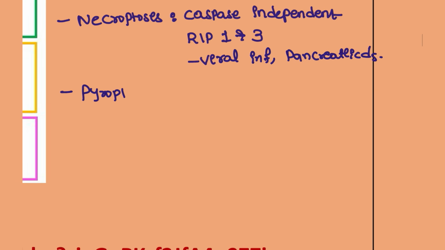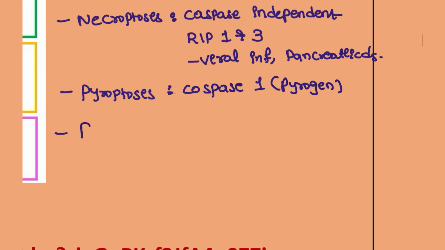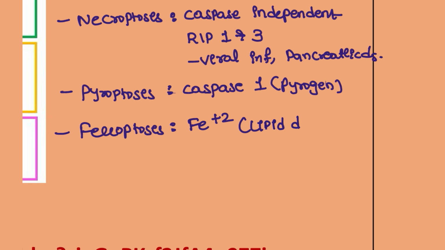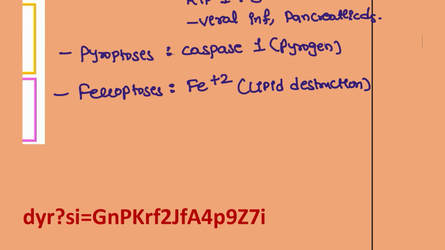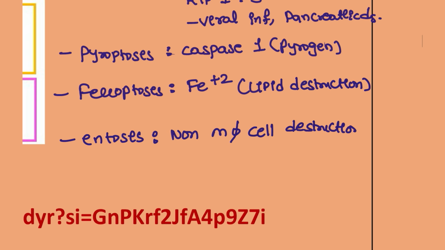Next, pyroptosis. Pyroptosis depends on caspase 1, the pyrogen, which is fever related. Next, ferroptosis. The name itself tells us it uses ferrous iron, and it causes lipid destruction. The lipid cell membrane destruction is done by ferroptosis. Next, entosis. Entosis is non-macrophage cell destruction.